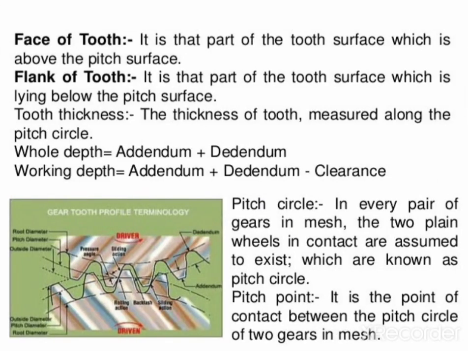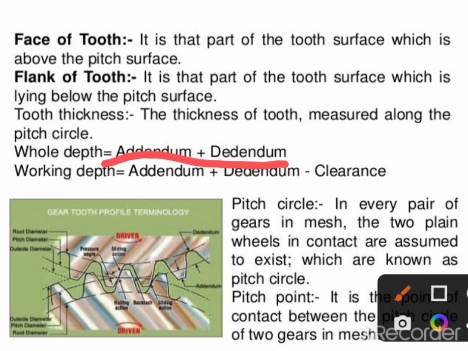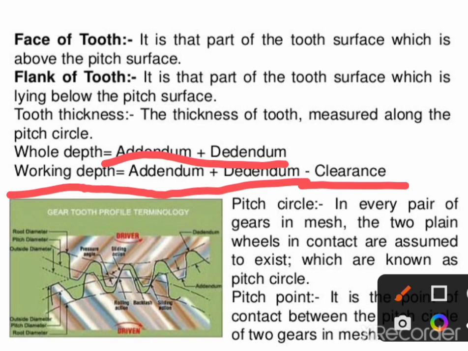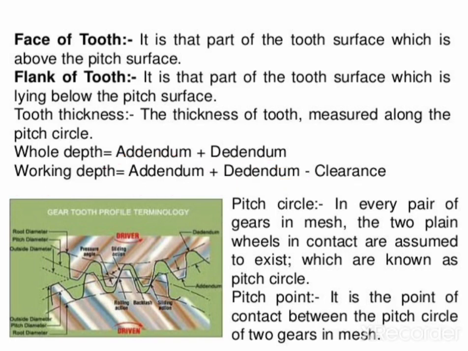Next one, whole depth and working depth. Here formulas are given for whole depth. Whole depth is the sum of the addendum and dedendum of the tooth. And working depth is the greatest depth to which a tooth of one gear extends into the tooth space of the mating gear. Here the formula for working depth is addendum plus dedendum minus clearance. Okay, is this concept clear? We will move towards the next concept.